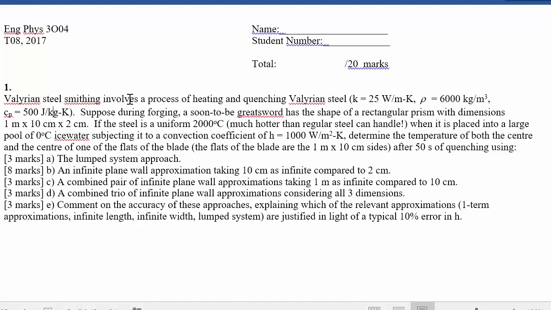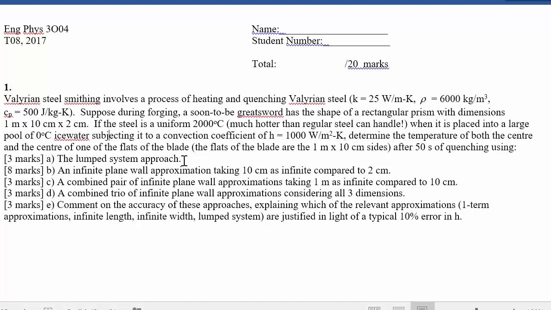Valerian steel smithing involves a process of heating and quenching Valerian steel, and we've got its material parameters there. Suppose during forging, a soon-to-be greatsword has the shape of a rectangular prism with these dimensions. If the steel is uniform, when it's placed into a large pool of water at that temperature, subjecting it to a convection coefficient of this, determine the temperature of both the center and the center of one of the flats of the blade, so the part that is 1 centimeter off from the center in this third dimension here.